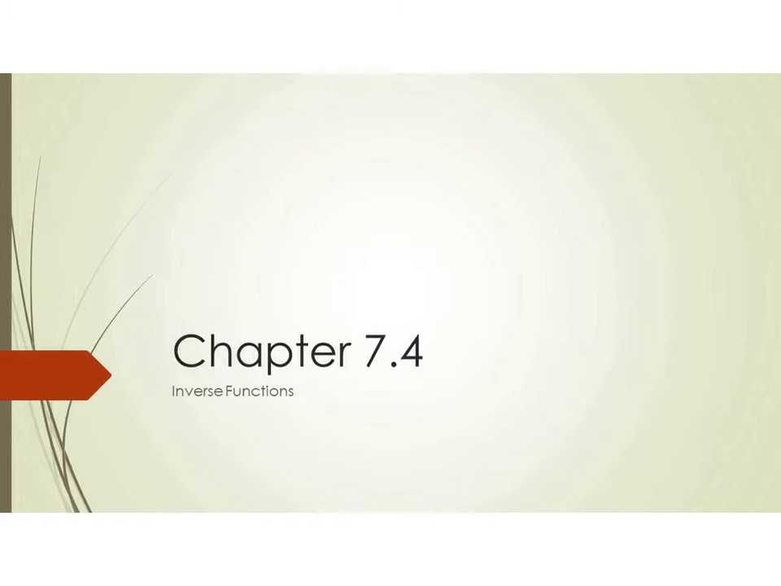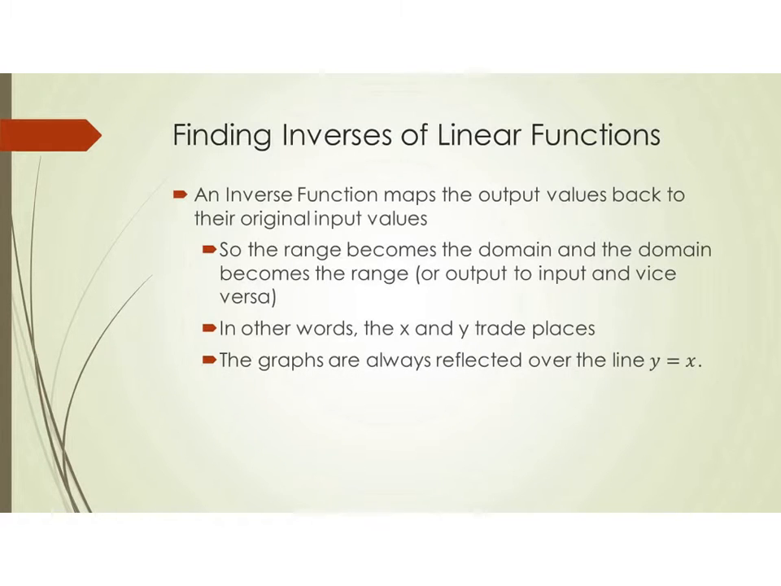Okay, so a little intro now to 7.4. 7.4 is called inverse functions. The main thing about an inverse function is it maps the output back to the original input. So typically, if we had a list of ordered pairs, x is your input, y is your output, your inverse switches those, and it's going to map 4 back to 1, 5 back to 2, and 6 back to 3.